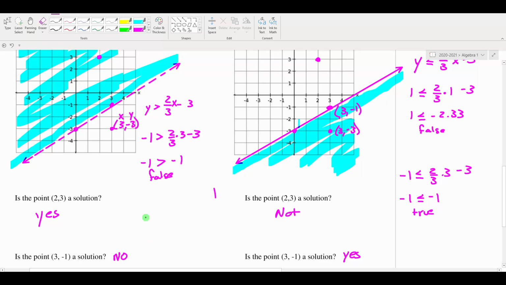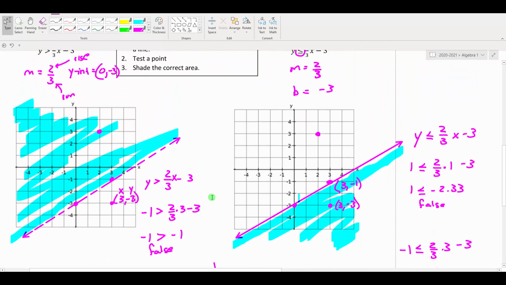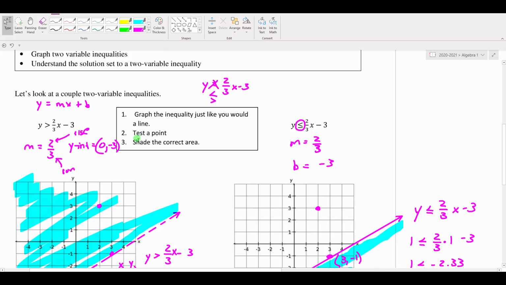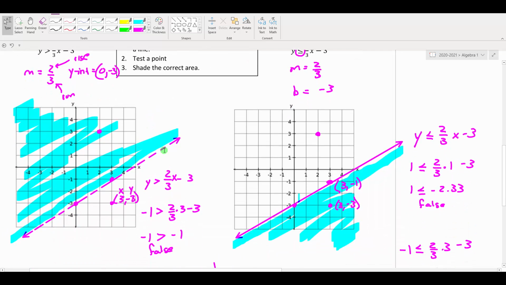All right, that's it for today's lesson. Hopefully that helps out. Just to recap one more time, we have to graph, test, and shade. You graph the line just like you normally would, pick some points and test them to figure out which side of the line you're going to shade, and then make sure you take care of whether or not the line should be dashed or solid. Remember, it's going to be dashed if there's no equal to bar, and solid if there is an equal to bar.